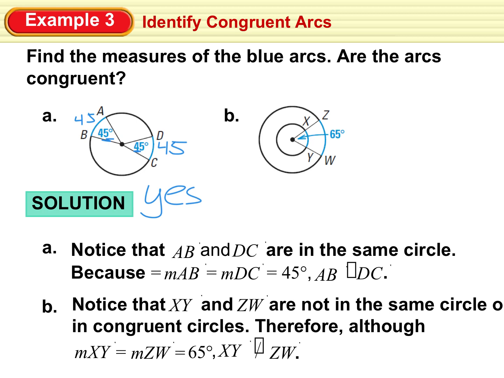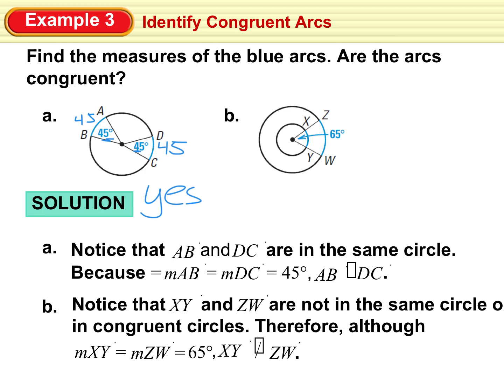What about B? No. Why do you say no? Because the circles aren't the same size. The inner one doesn't mean it's going to equal the outside one. Right. What does congruent mean? The same. Okay. Way back when we talked about congruent shapes, there was another shape that we talked about. It's either congruent or it's similar.